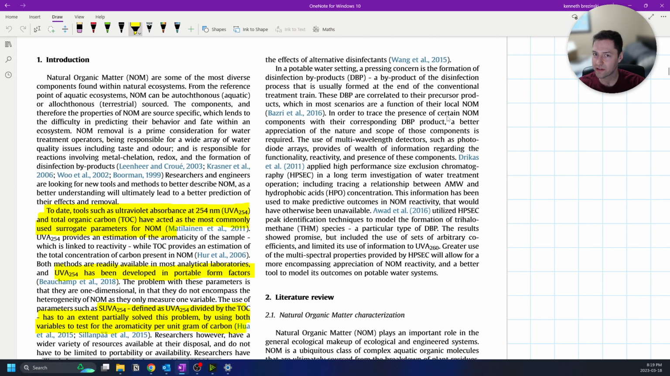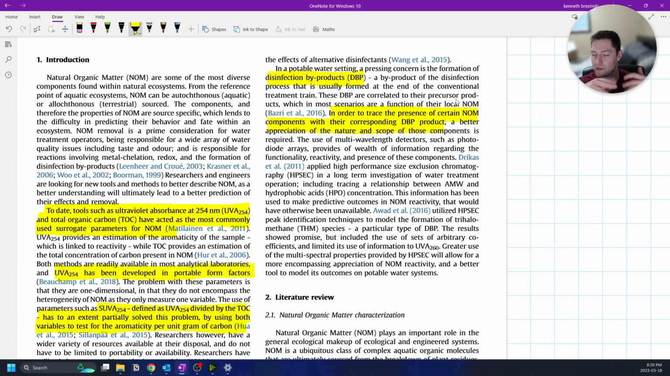And why, of course, are we concerned with natural organic matter? Well, here I'll highlight it. We can trace the presence of certain natural organic matter components with their corresponding DBP, which is disinfection byproduct. These are known carcinogens. So we look at water and we're concerned with these disinfection byproducts, and then we ask ourselves, what are the precursors to these?